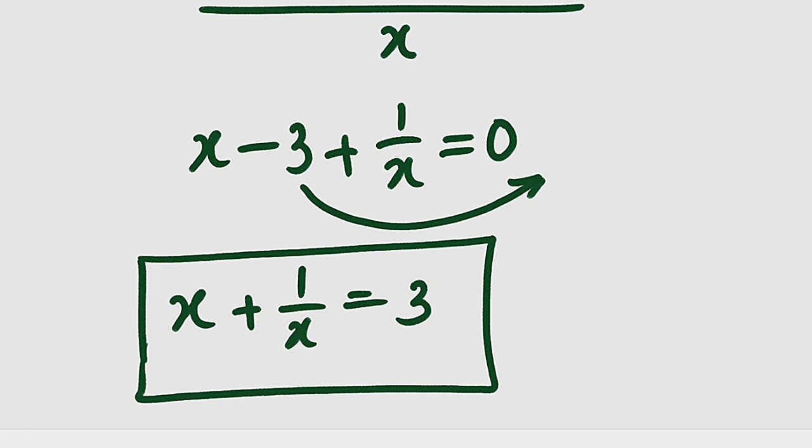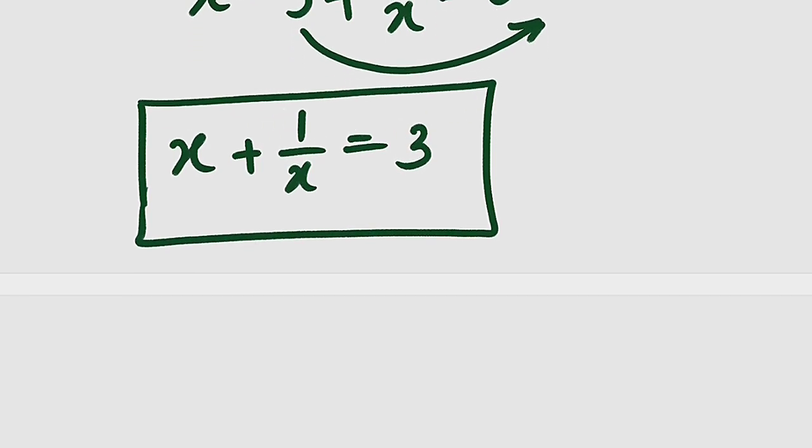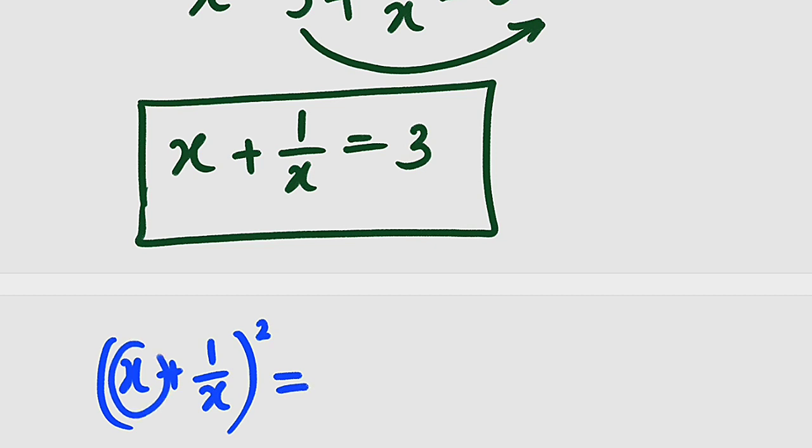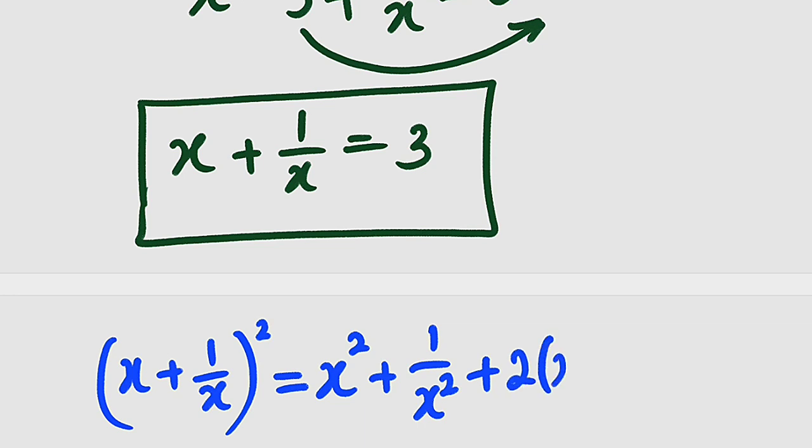Then secondly, I would like to square this equation. I would like to square x plus 1 divided by x. If you square that applying binomial expansion, you take the first term and square that, which is x squared, plus square the second term, that will give us 1 divided by x squared, then 2 multiplied by the first term multiplied by the second term, and we are done with the expansion.